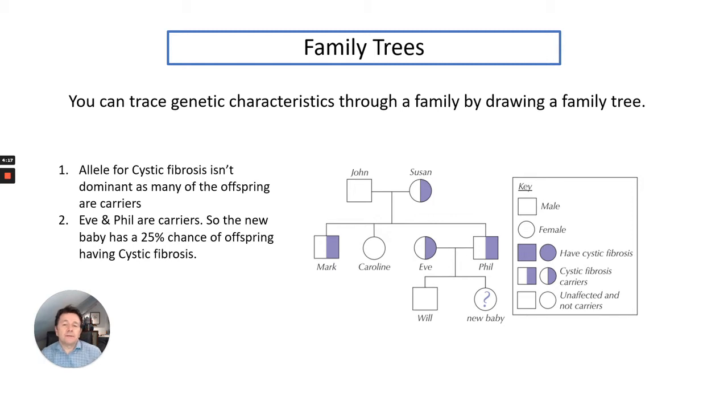As we said, the allele for cystic fibrosis isn't dominant, as many of the offspring are carriers. You need two recessive alleles to have the disorder; one recessive allele makes you a carrier. But as Phil and Eve are both carriers, the new baby has a 1 in 4 or 25% chance of having cystic fibrosis. So you can see how family trees are useful for predicting genetic characteristics, not just genetic disorders, but many different types of characteristics.